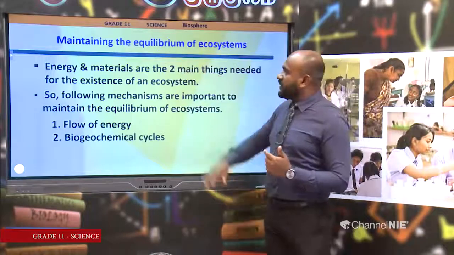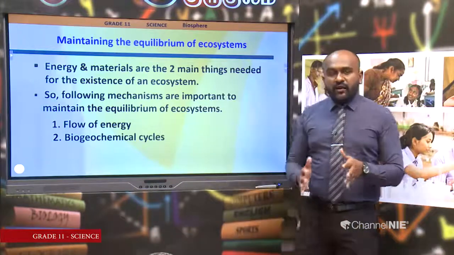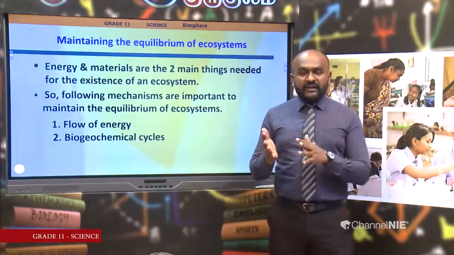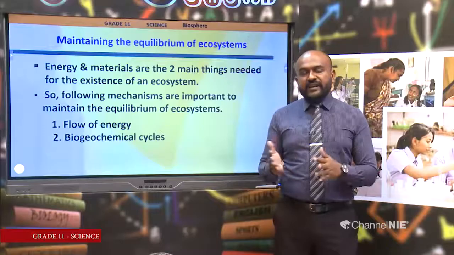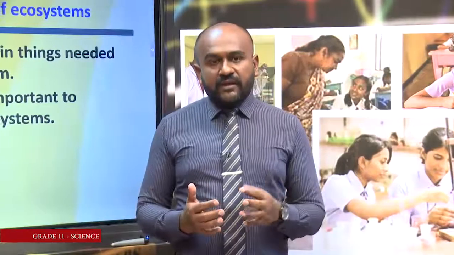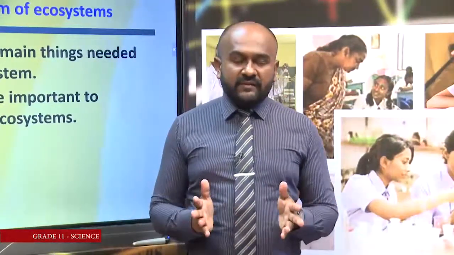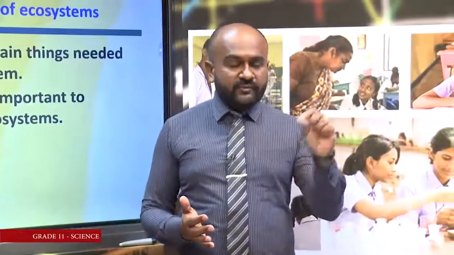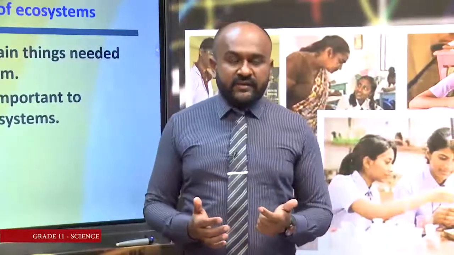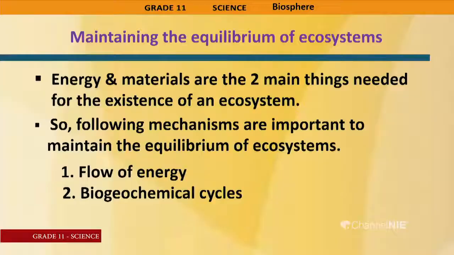Maintaining the equilibrium of ecosystems. Already you know equilibrium is a result of the interactions going on between living things, between non-living things, and between living and non-living things. So, when it comes to maintaining the equilibrium of an ecosystem, two things are really important. One thing is energy flow. Energy should flow from one level to the other, and then the other thing is cycling of materials. We take this as biogeochemical cycles in this unit. In the next chart, I show you how this equilibrium is maintained, and what we are going to learn under that.